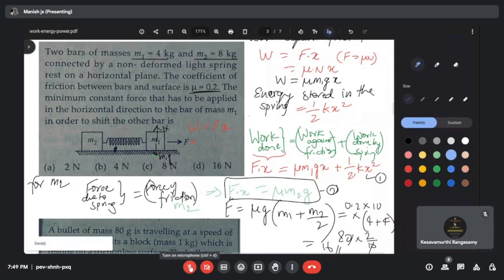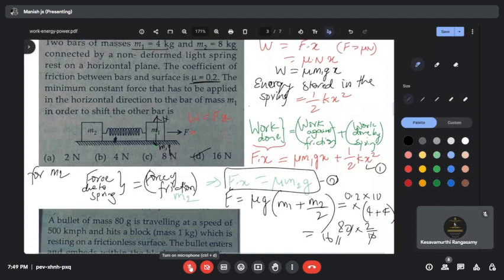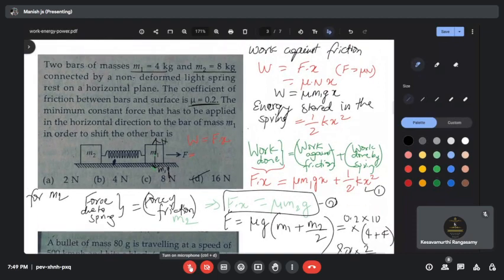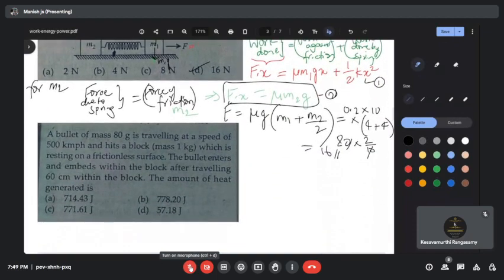Okay, you get the answer as 16 newtons. Let me take the answer. So this is the correct answer, option D. Okay, with that, we'll move to the next question. I hope this is clear. So we'll go to the next question.